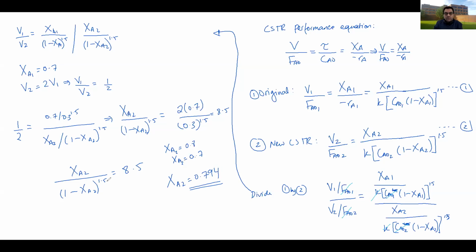Okay, so this is the end of problem 4. So the answer is, if I double the reactor volume, my conversion is going to increase from 0.7 to 0.794. Good. So this is problem number 4. Let's move on to number 5.